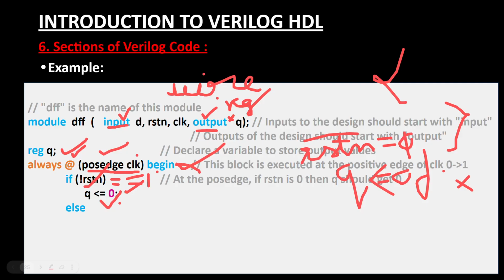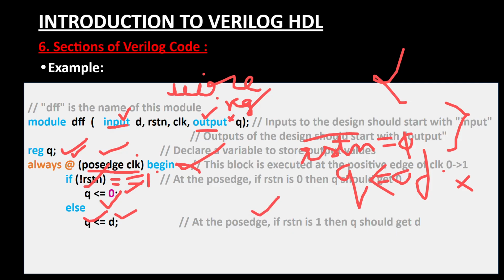And else. In the else, the reset will be one, right? When the reset is one, the output Q will follow the D, right? So at the passage of the clock. Why? Because we have mentioned in the event list that the changes should be taken for every passage of clock, right? So if reset is one, then you should get the D.